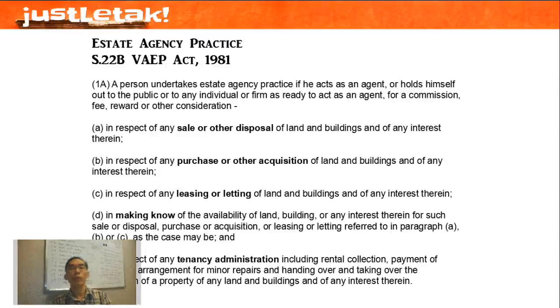Therefore, it is difficult to charge a person who is just, by word of mouth, advertising that there is a piece of land for sale, but has no intention of collecting a fee for the work he is doing. So in a lot of loophole scenarios, many illegal agents and brokers tend to do this advertising, making known without mentioning the commission. Only upon closing the deal does the commission issue come about.